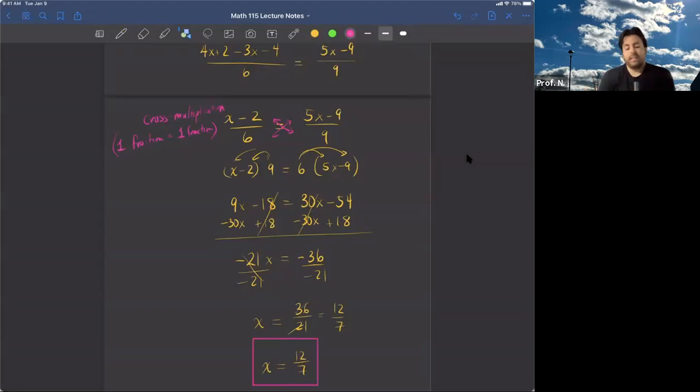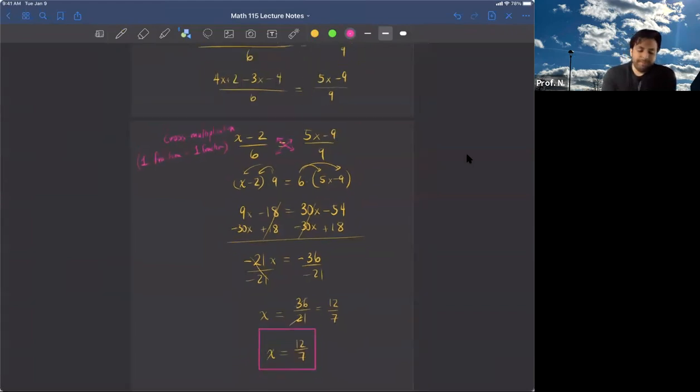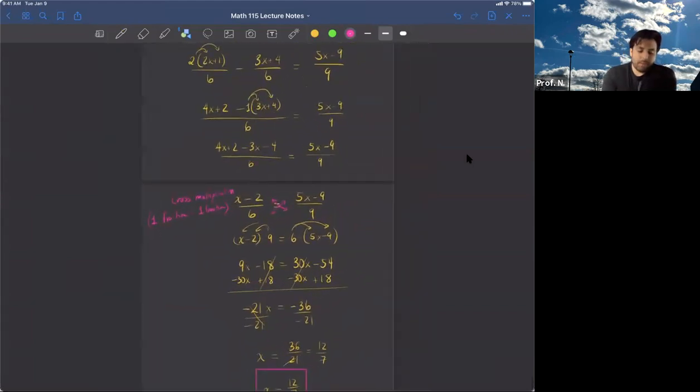Okay. Any questions about this whole process here?